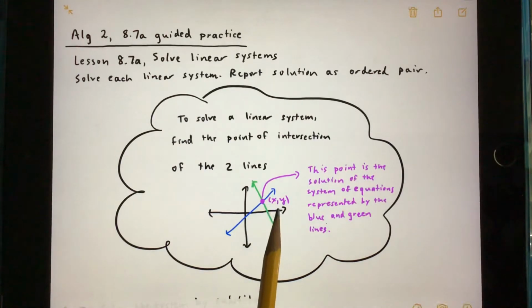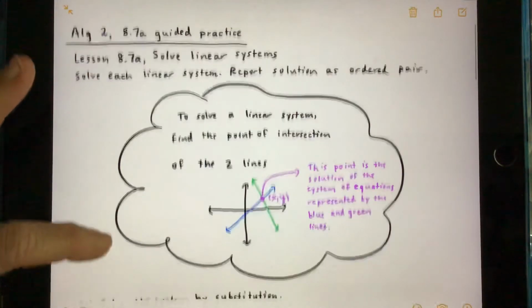And whatever that x coordinate and that y coordinate is, that would be what we consider the solution to the system. So this is the point of the solution of the system of equations represented by the blue and green lines. So that's the background behind what we're doing. You're not going to be graphing today. All you're going to be doing is solving a system with this idea in mind, that the two linear equations were given. If we were to graph them, we would be looking for that point of intersection, the one x and the one y value that exists on both of the lines that solves both of the equations. All right, let's see what that would look like.